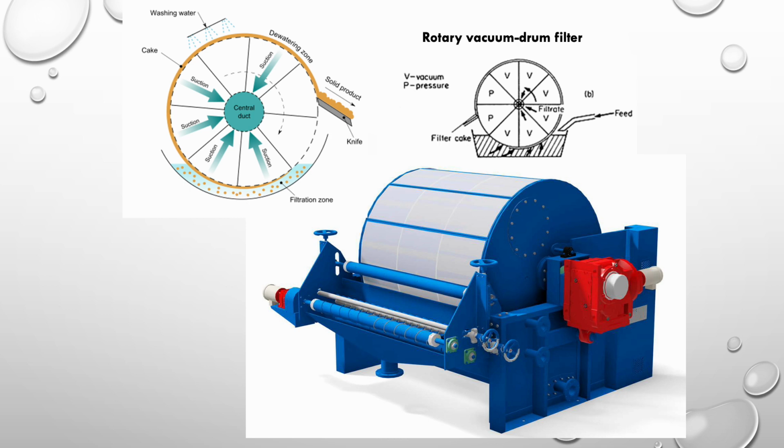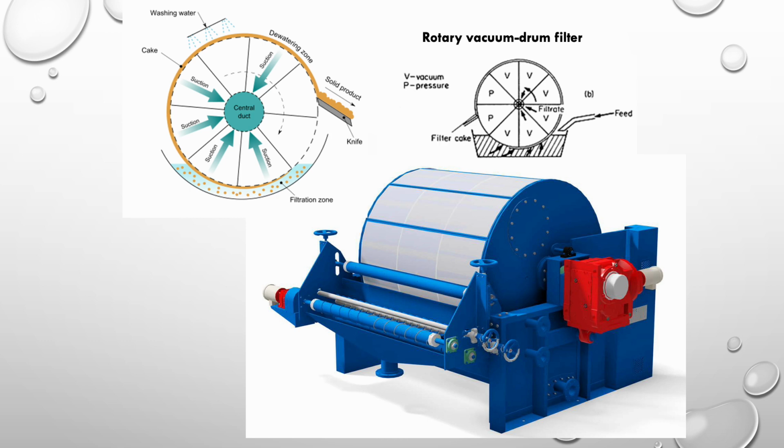This picture shows the rotary vacuum drum filter. This is the horizontal drum, which is divided into sections. Here we have 8 sections, out of which 6 are under vacuum and 2 are under normal pressure, and the drum is submerged in the tank. The drum is rotated clockwise.